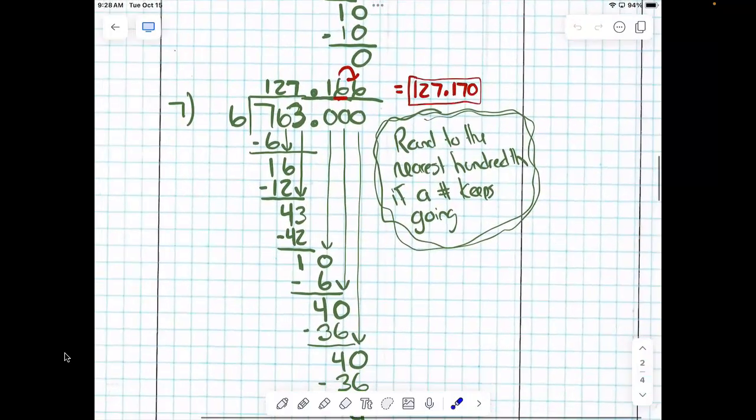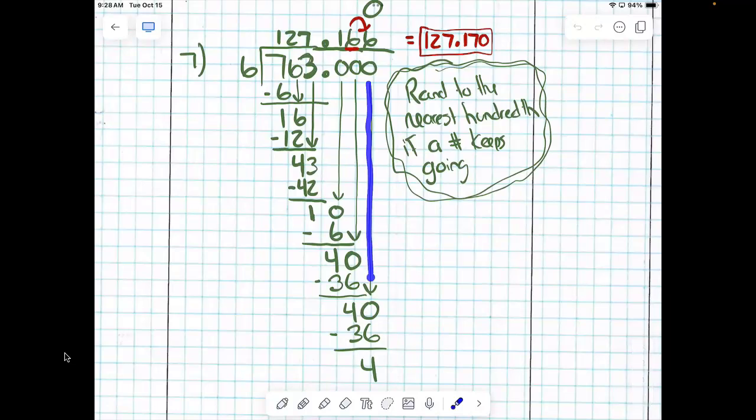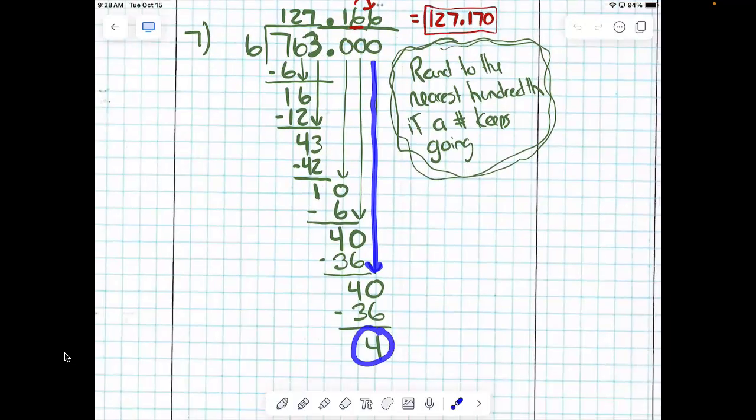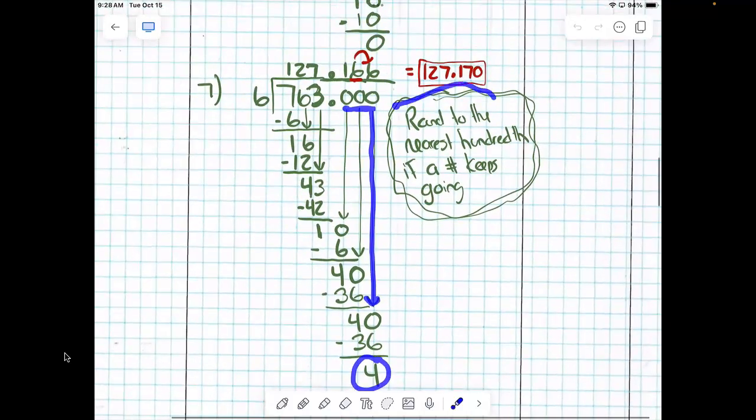What happens if we do all 3? So we brought this last 0 down in this problem, right? And we still had a number left over. And we have no more zeros to bring down, and we already added 3. What is the rule, or what will I allow you to do?